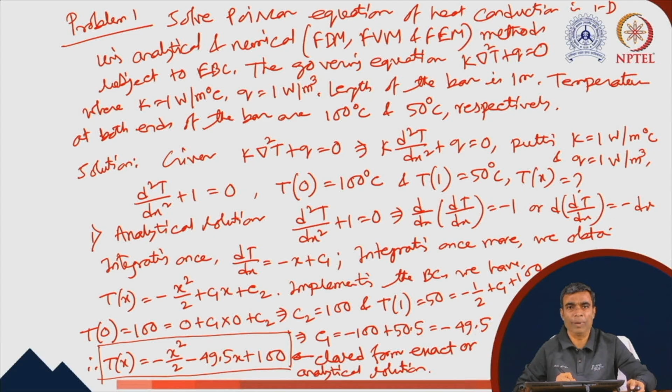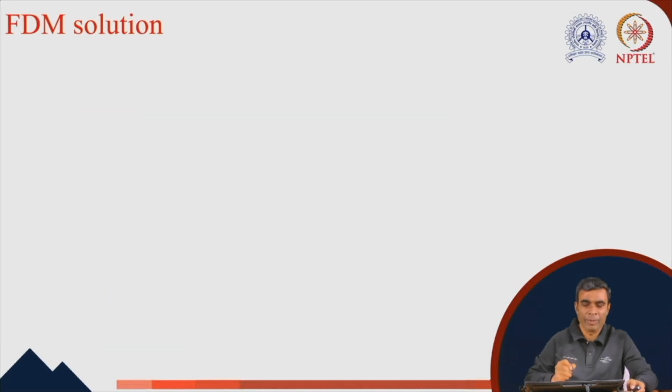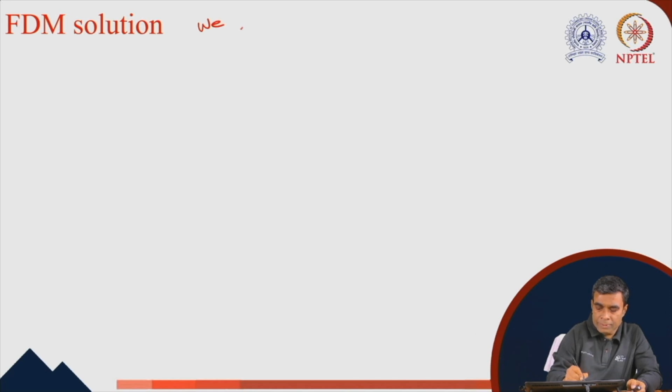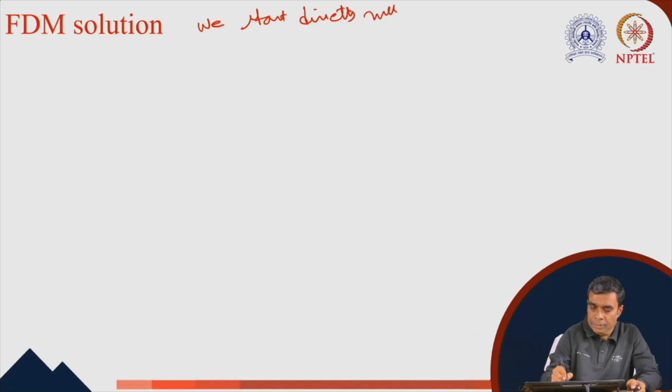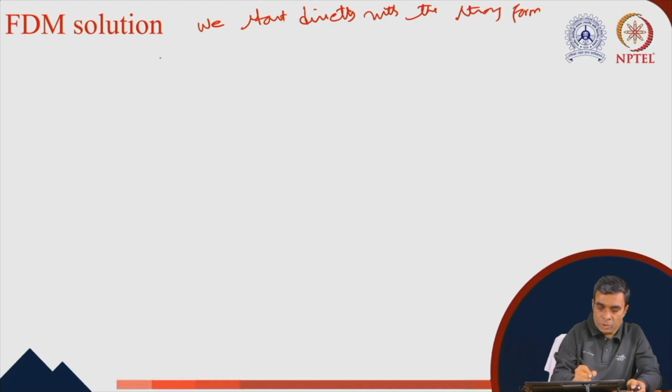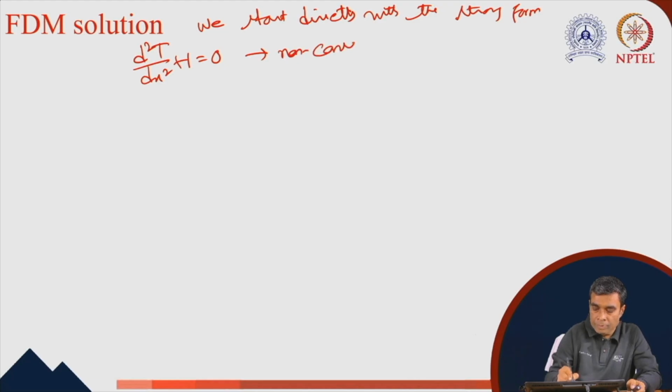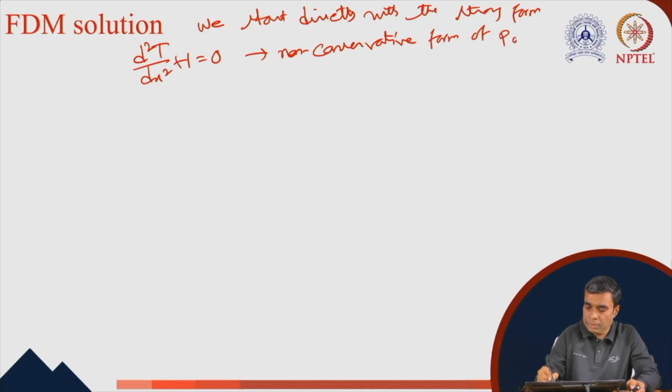Now we solve this problem using the numerical techniques, finite difference method, finite volume method, and the finite element method. We begin with the finite difference method. In finite difference method, we start directly with the strong form. The strong form is given as d2T/dx2 plus 1 equals to 0. This is the non-conservative form of Poisson equation.